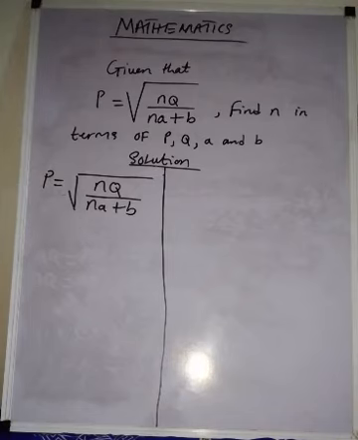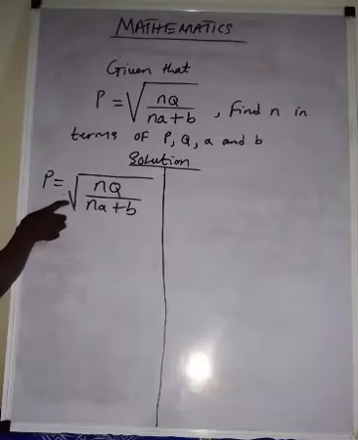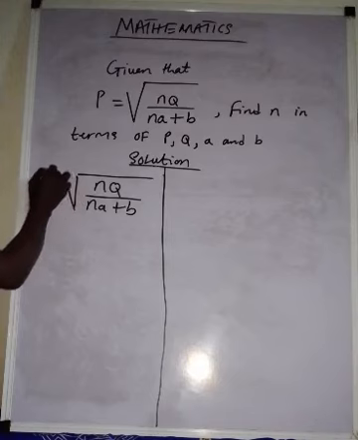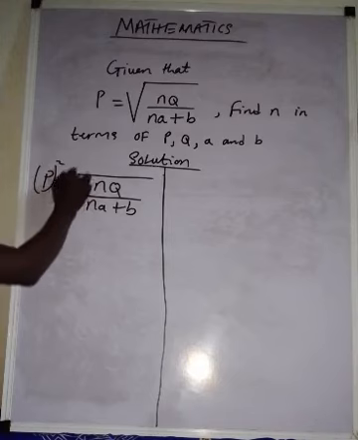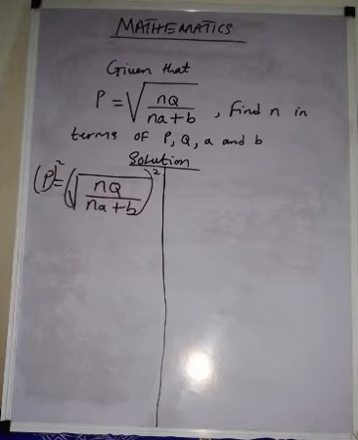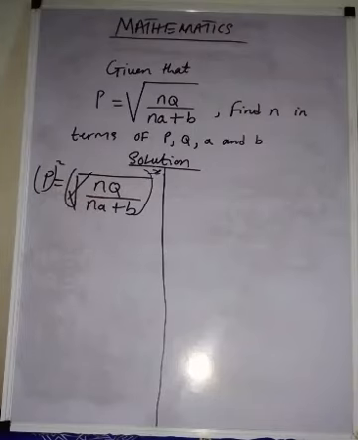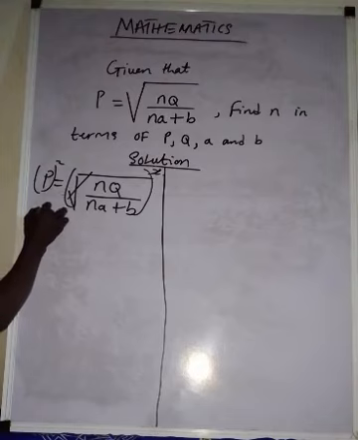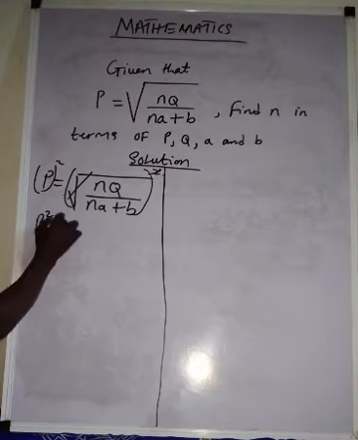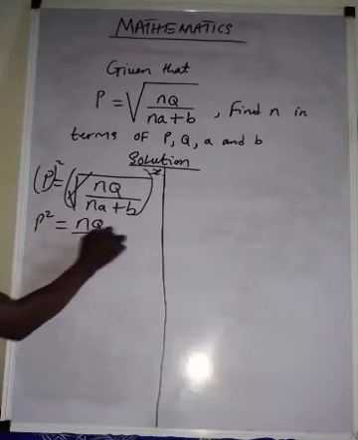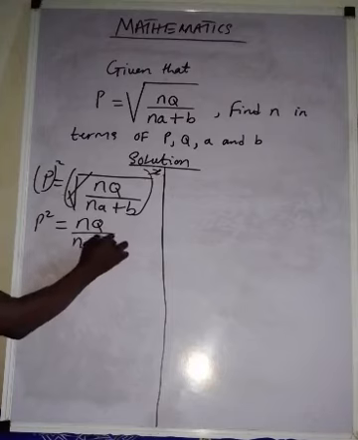To do that, because this part carrying the square root is where we have the N, it means we have to eliminate the square root. To do that, we'll take the square of both sides. If we take the square of both sides, this square will cancel out the square root covering the N. So we are going to have P raised to power 2, which is P square, equal to NQ over NA plus B.